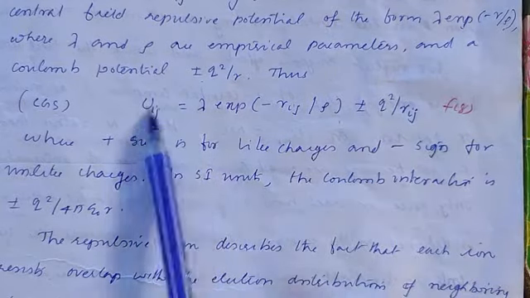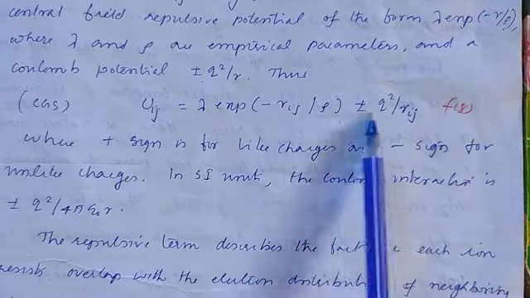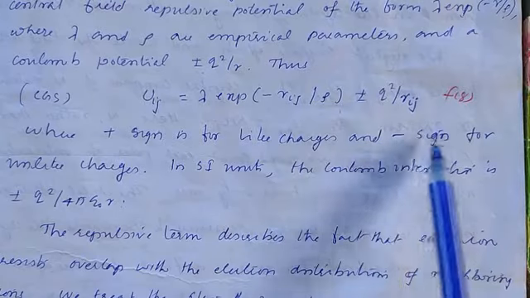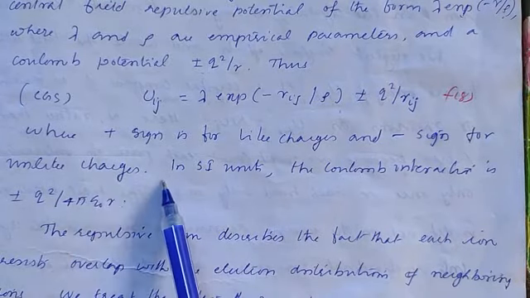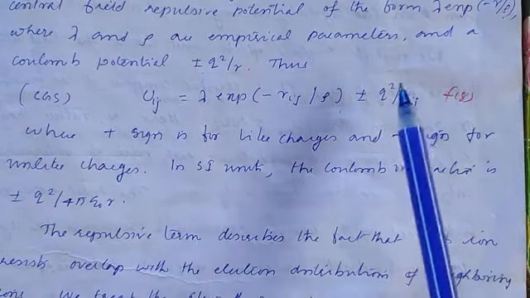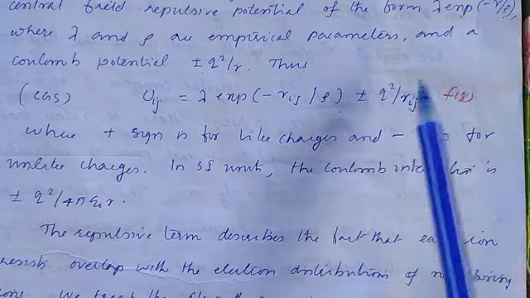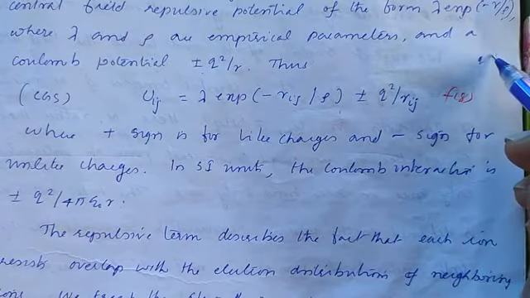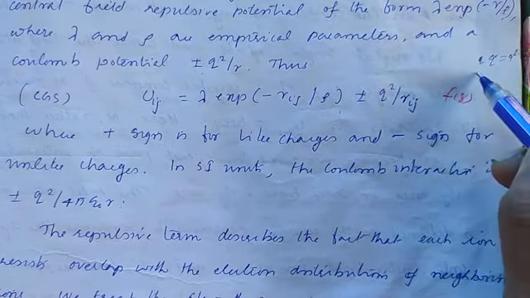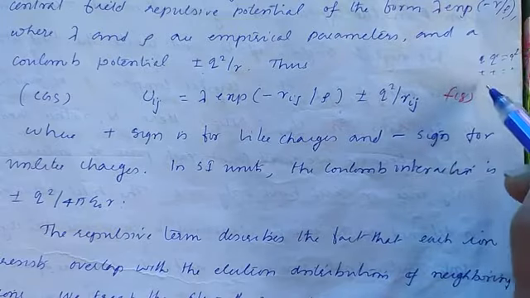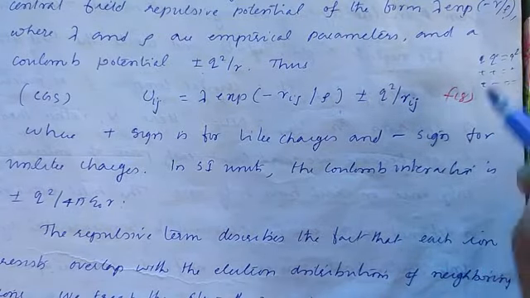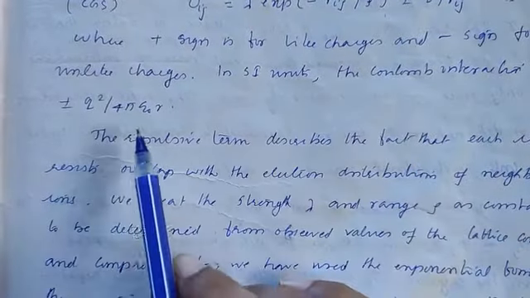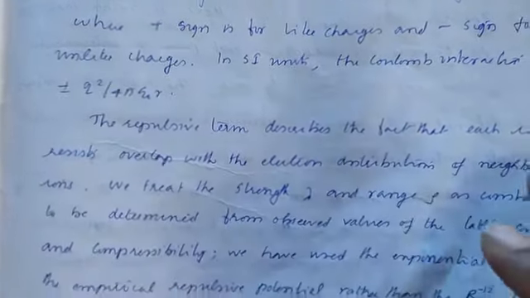Okay, so we can represent the energy as the sum of these two, where the plus sign is for like charges, and the minus sign for unlike charges. Unlike charges means Q and Q will give you Q square, so plus and plus will give you a plus value, plus and minus will give you a negative value, and so on. In SI unit, the Coulomb interaction is Q square by 4 pi epsilon 0 into R.